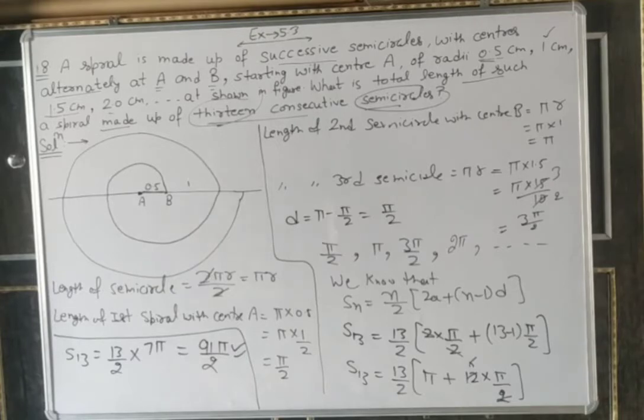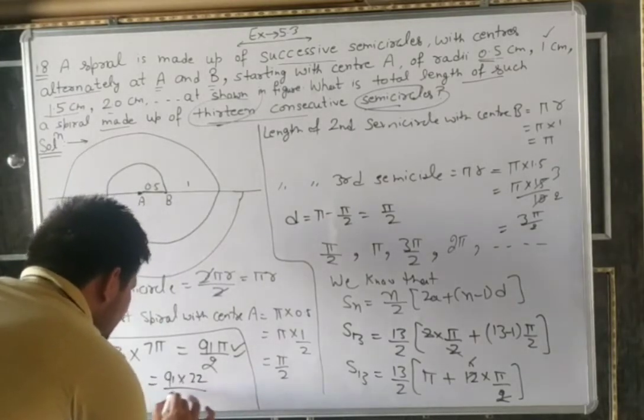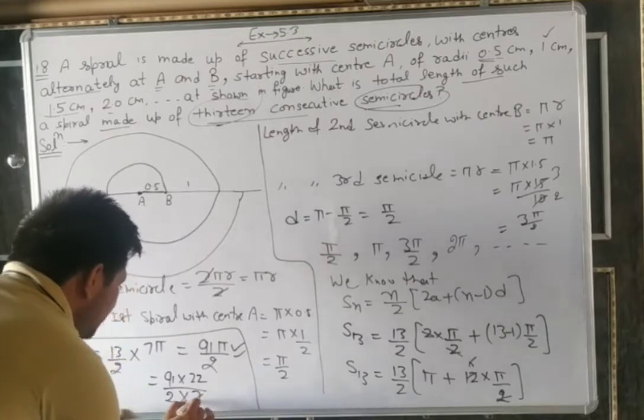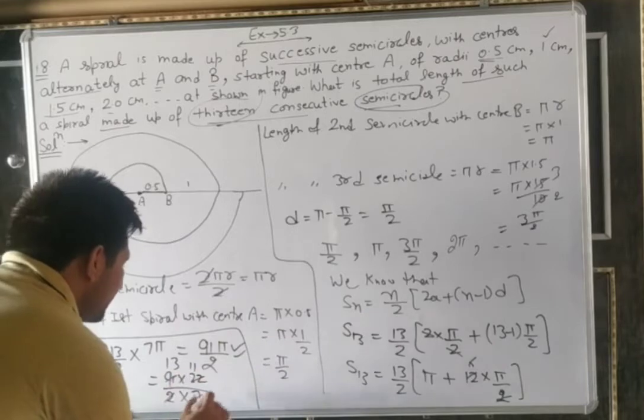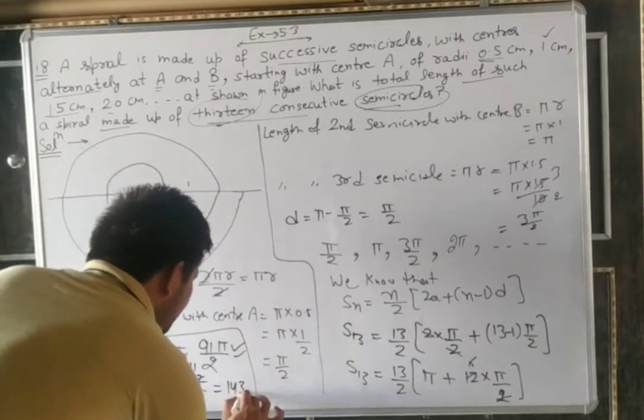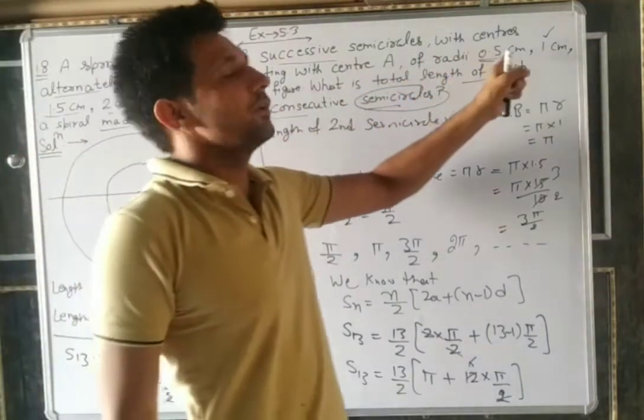What is the pi value, dear? 22 upon 7. So otherwise, if you want to write, 91 into 22 into 2 into 7, 7 into 13 into 11. 13 into 11, 143 centimeter, because the radius is given in centimeter.